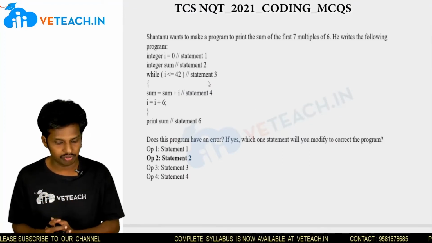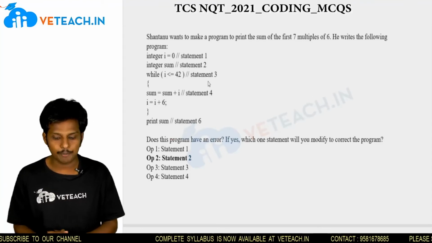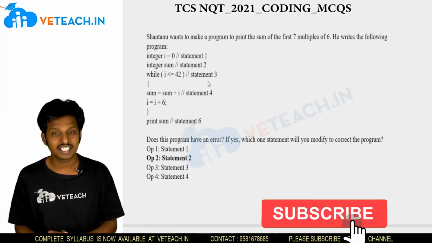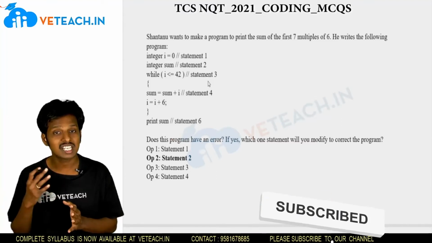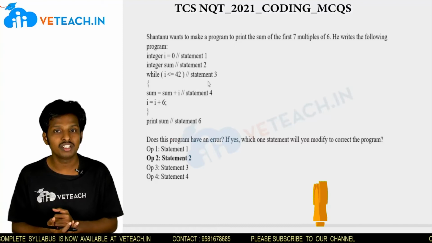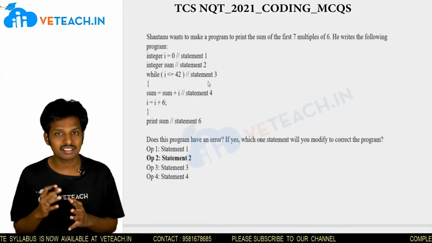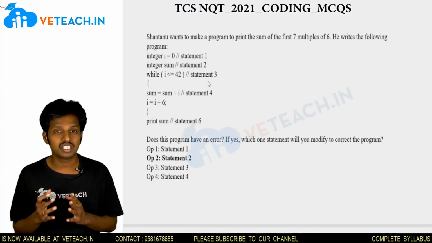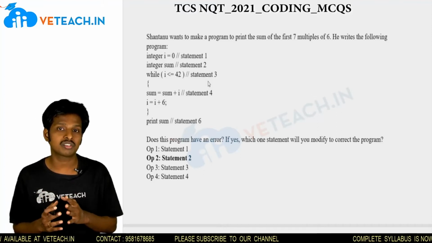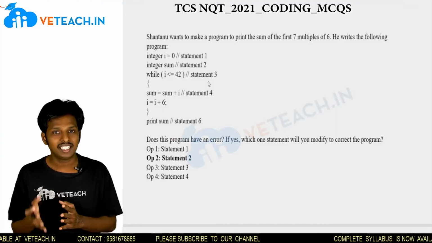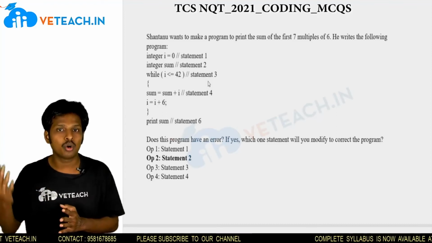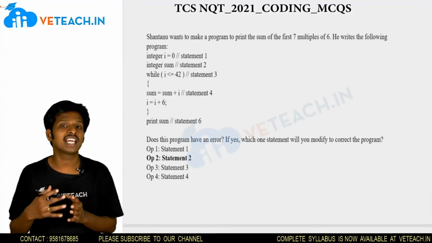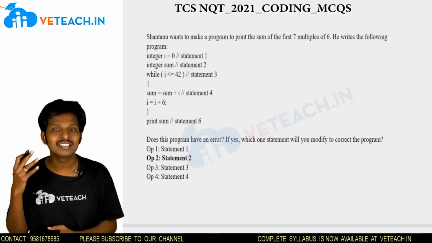Next, one more alternative here. Shantanu wants to write a program to print the sum of the first 7 multiples of 6. They want to find the sum of the first 7 multiples of 6. That means they have to find the sum of multiples from 0 to 42, the multiples of 6. Multiples of 6 are 6, 12, 18, 24, 30, 36, like that. It has to go on every time. Now we have to change the number every time with I is equal to I plus 6.